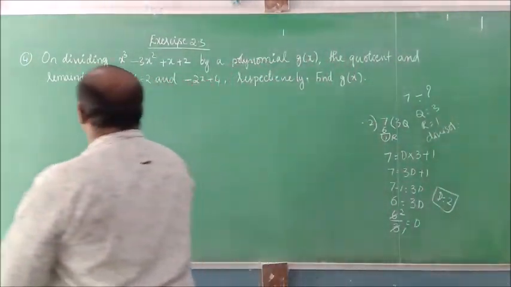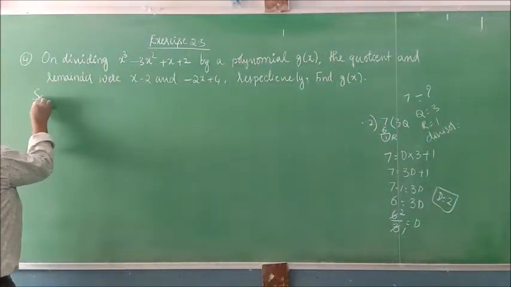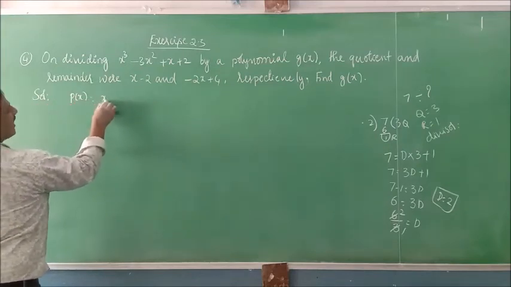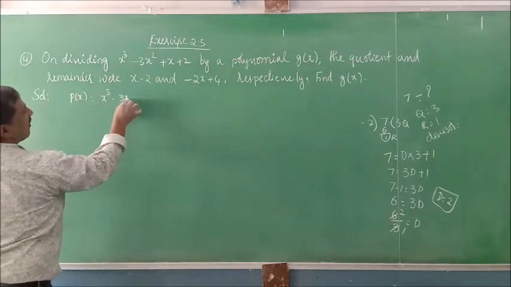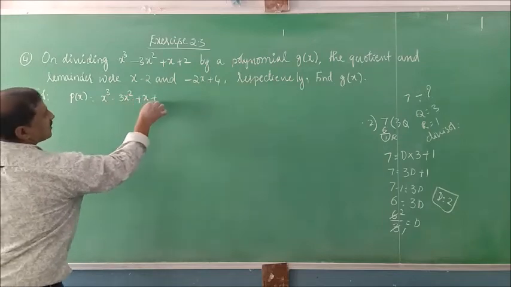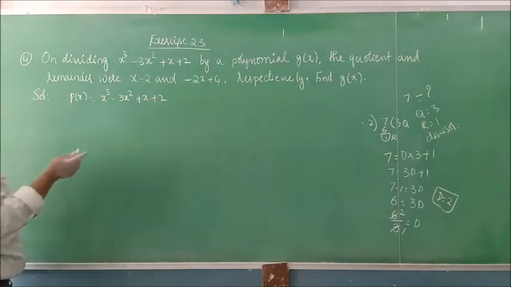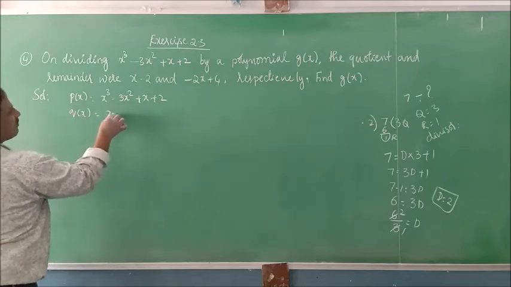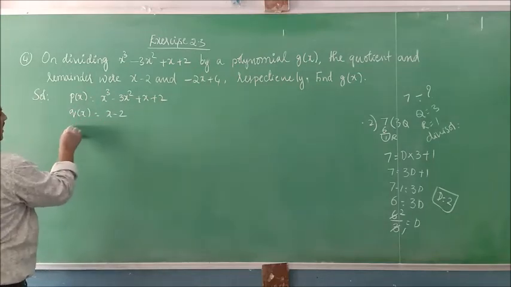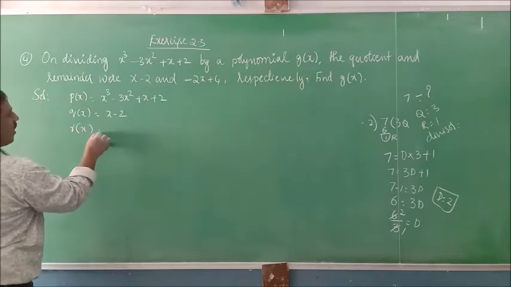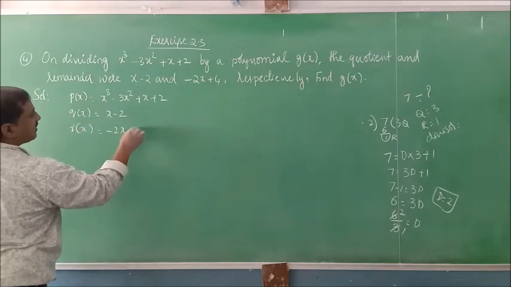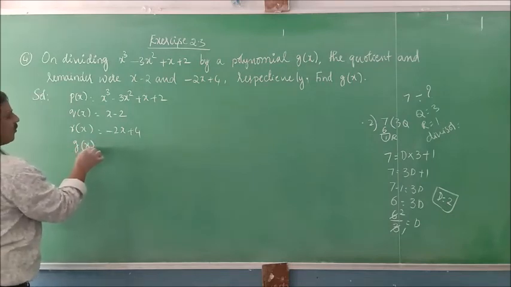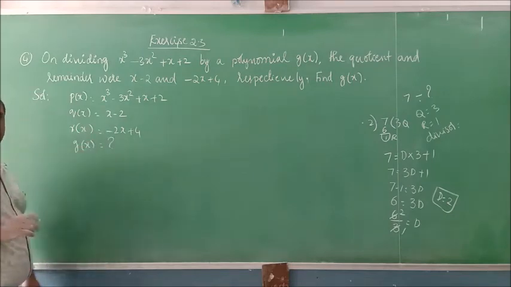See here, what is given is p of x is equal to x cube minus 3x square plus x plus 2. So g of x we don't know. Quotient is given, q of x is equal to x minus 2. And remainder is given, r of x is equal to minus 2x plus 4. What we have to find? g of x is equal to. We need to find g of x.